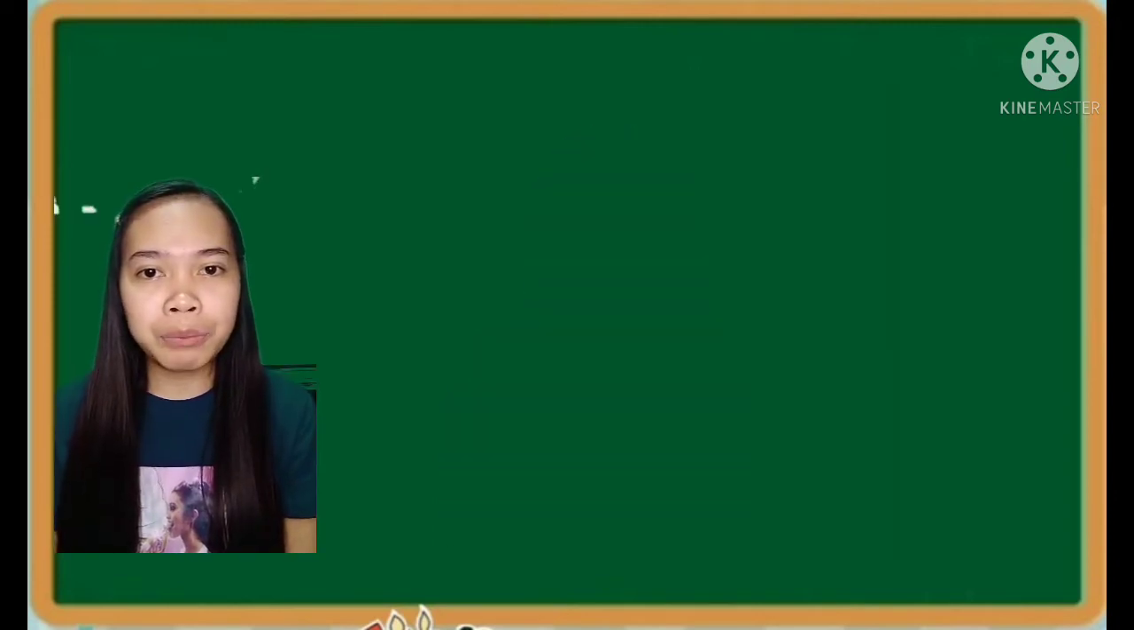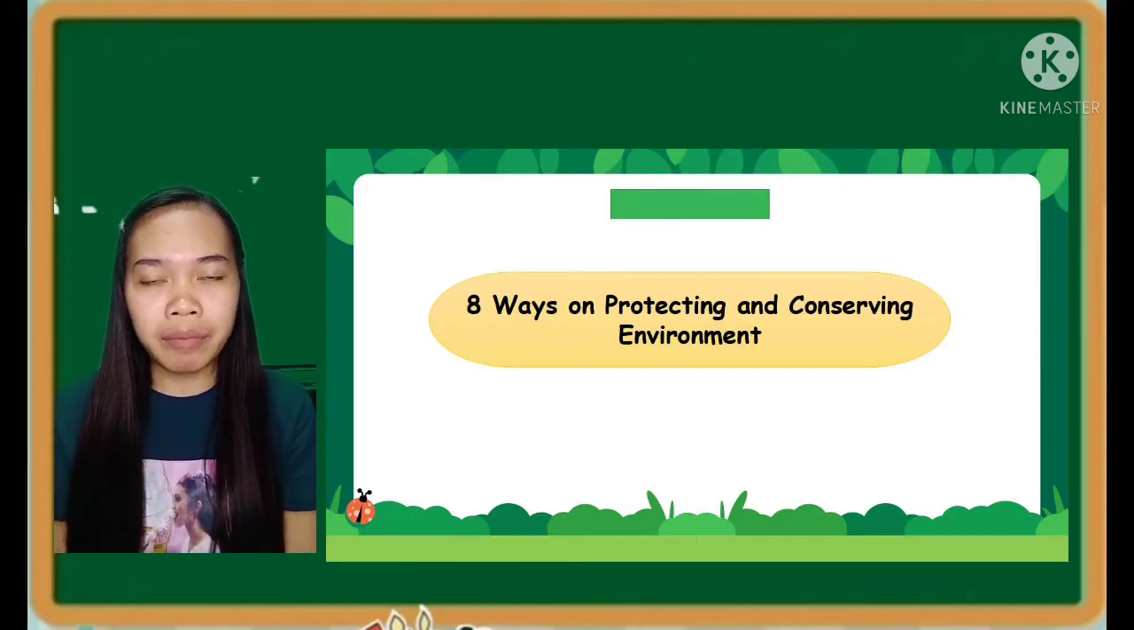The good news is that it's often not too difficult, expensive, or inconvenient to become more environmentally friendly. It can even be a fun challenge to implement among your family or coworkers. And though small changes at the individual level may seem trivial, just think how much cleaner the planet would be if everyone adopted even a few of the following behavior modifications. So I have here the 8 ways on protecting and conserving our environment.